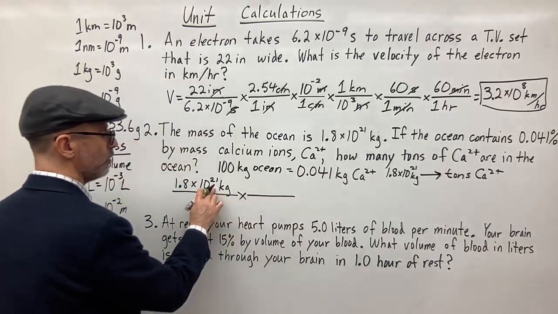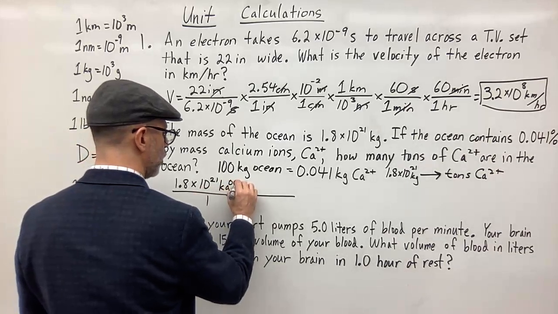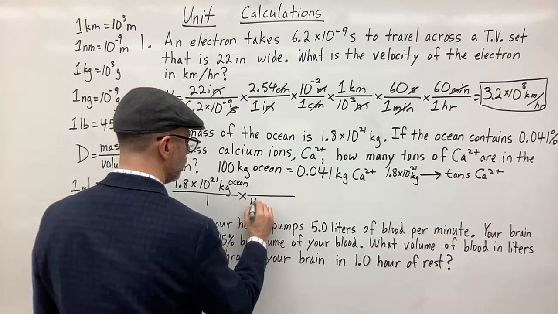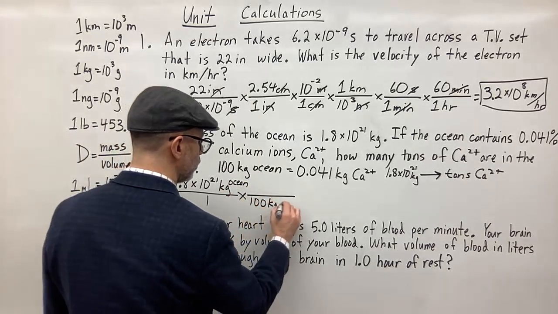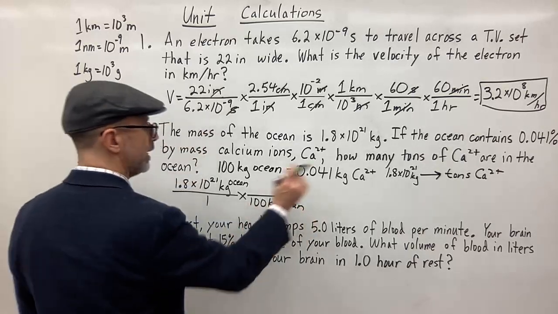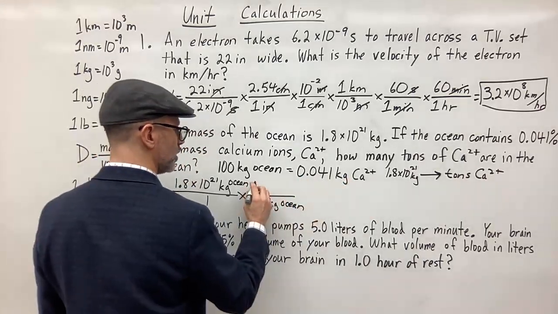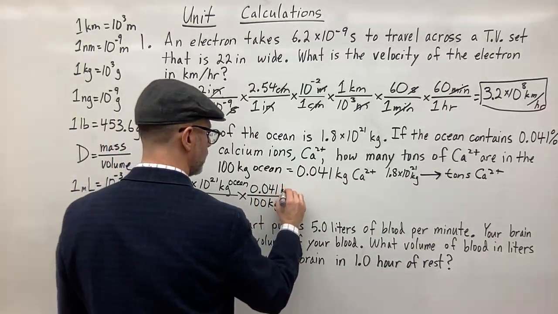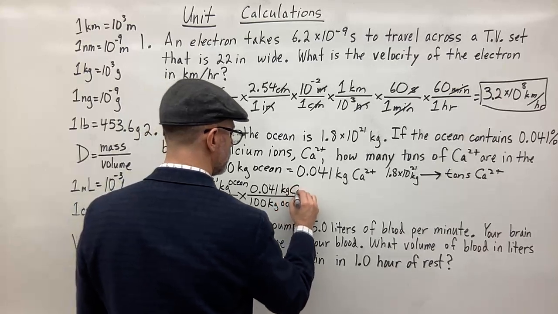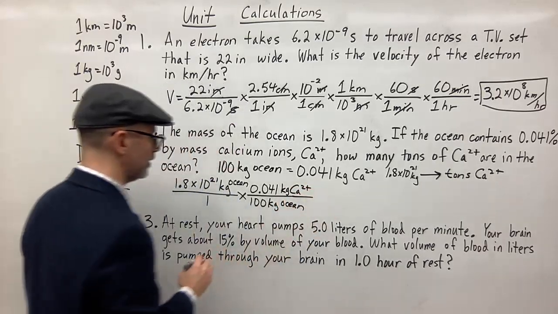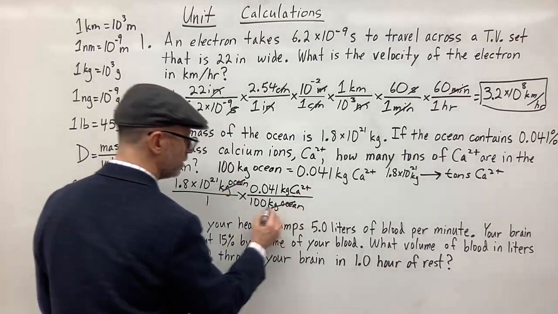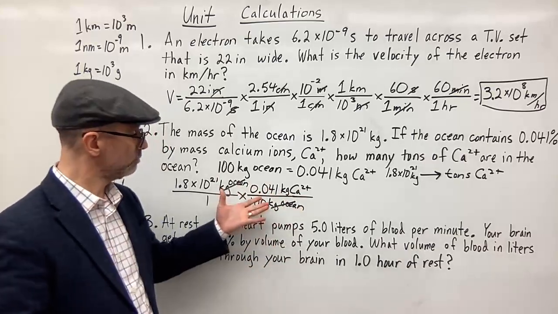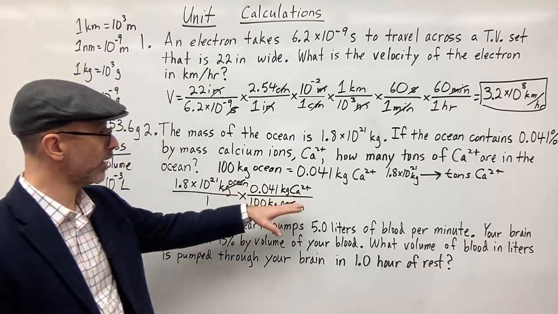So kilograms of ocean are on the top, so I'm going to put ocean here. So 100 kilograms of ocean is going to go on the bottom, 100 kilograms ocean, and this many kilograms of calcium on top, 0.041 kilograms Ca2 plus on top. So kilograms of the ocean cancel out. Now I have kilograms of calcium. Now I need to go from kilograms to tons.